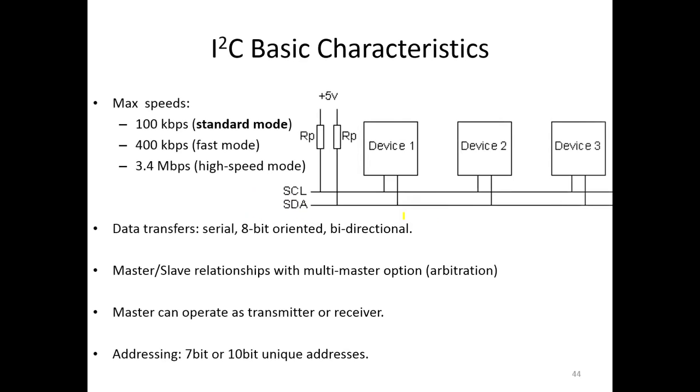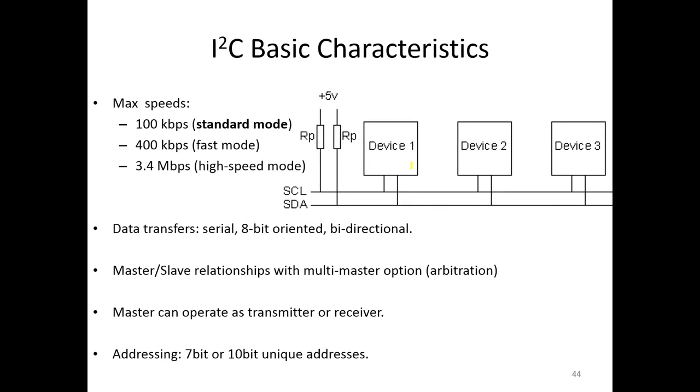But generally, we use just one master because generally we have one microcontroller sending or receiving data from, for example, sensors, or sending data to screens or LCDs. If you have 2 microcontrollers, in that case, we can have 2 masters, and this needs arbitration. We'll see this in the I2C protocol. Now let's start the I2C protocol.